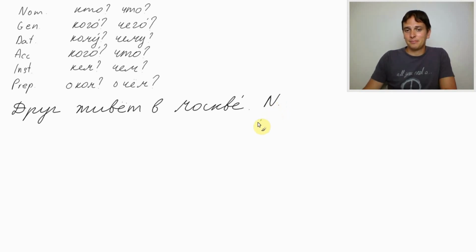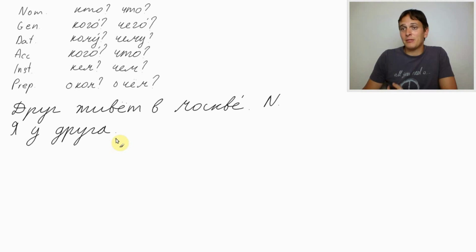In genitive. I'm at friends. Я у друга. So I'm visiting a friend. I'm at friends. So actually in English we get ending s. I'm at friends. So this s in this particular case takes this meaning. However, it's not the same as in English.